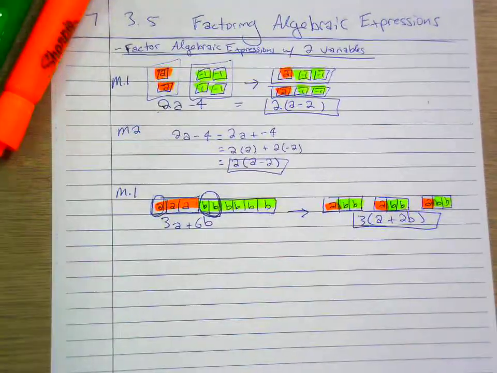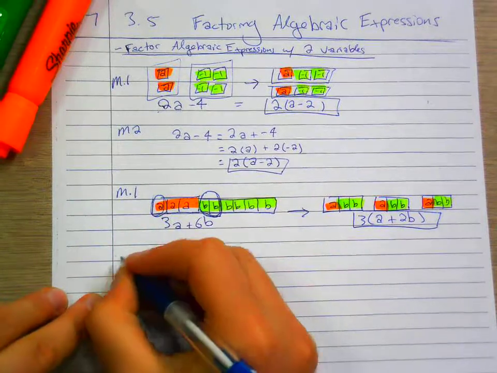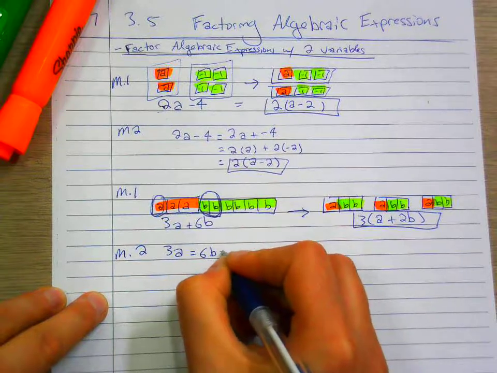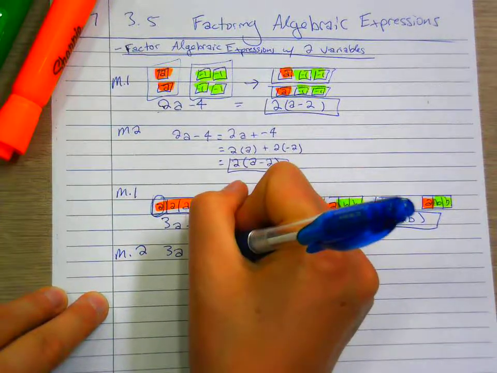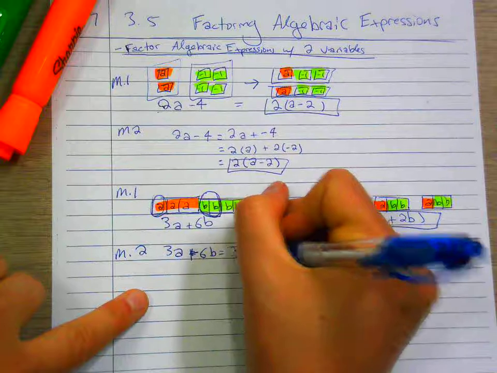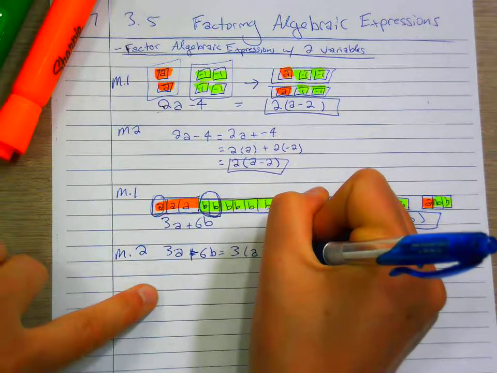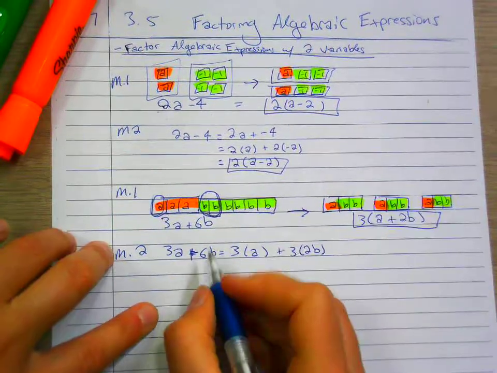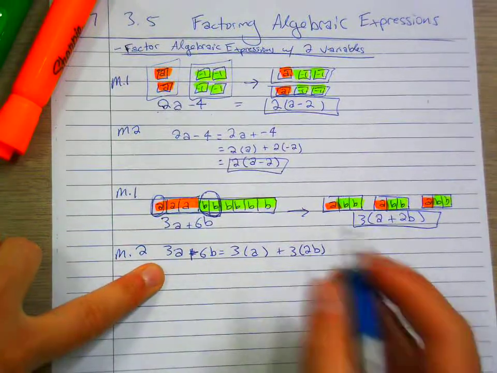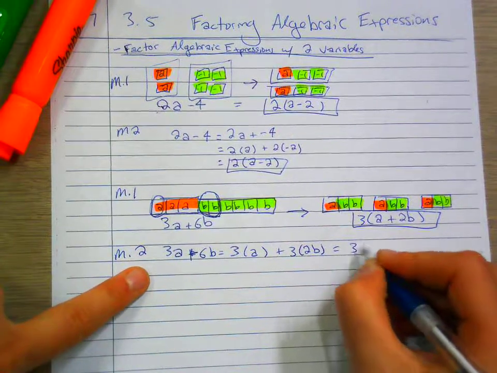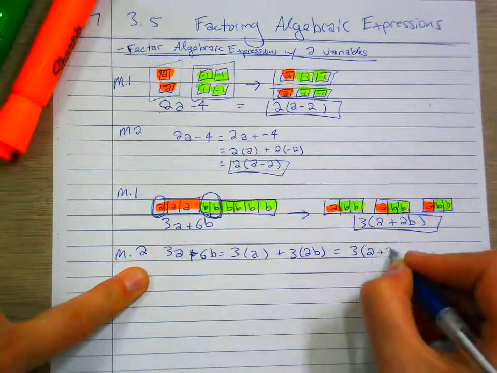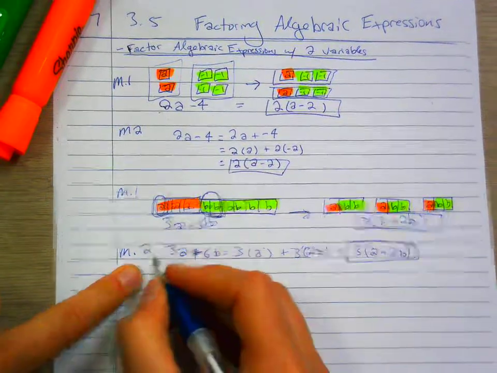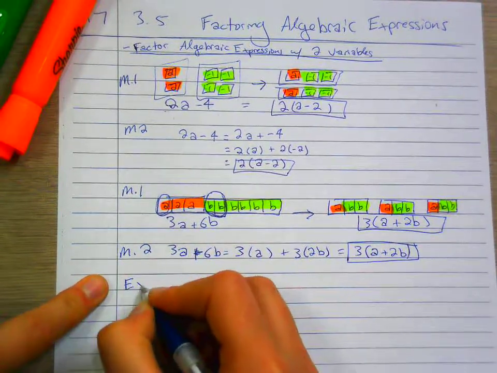This way. You could do it with method 2. 3a plus 6b equals 3. We've taken out the 3, so 3 multiplied times a, plus take out the 3 there. This becomes 2b, because 6b divided by 3 is 2b. So it becomes this, and that's equal to 3 times a plus 2b. Same thing.